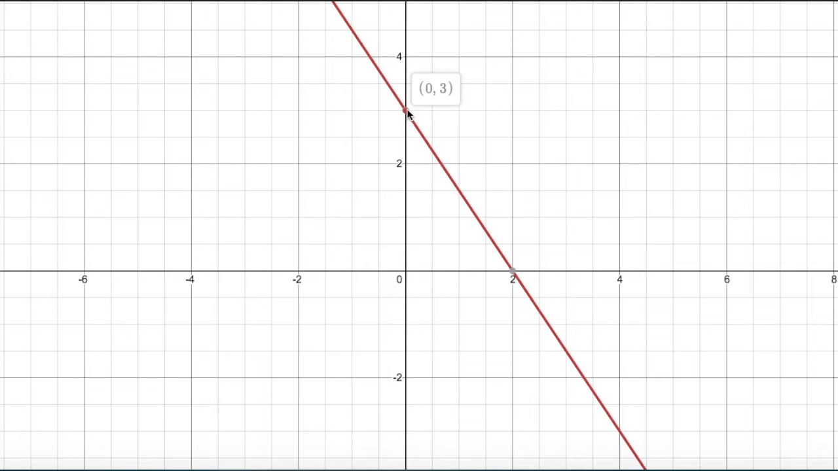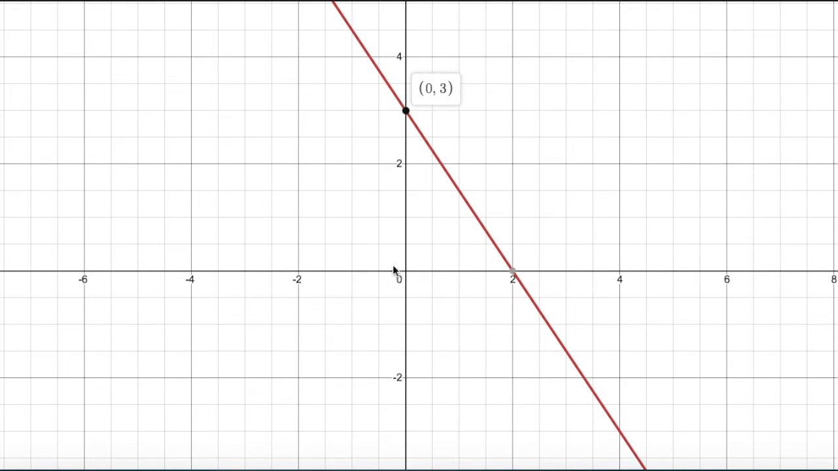There's 0, 3. And let's try to look for another one. See, all of these are decimals. They're going to be really hard to use. So, right there, 2, 0. So we have 0, 3, and 2, 0.